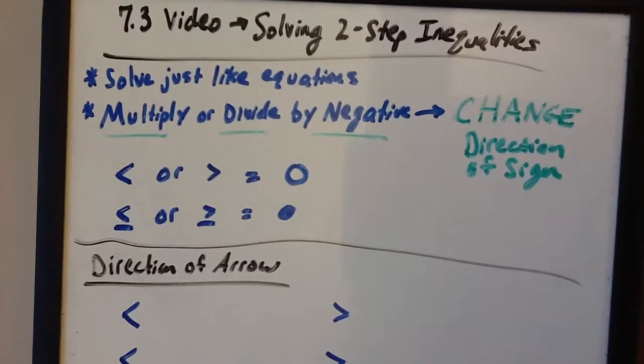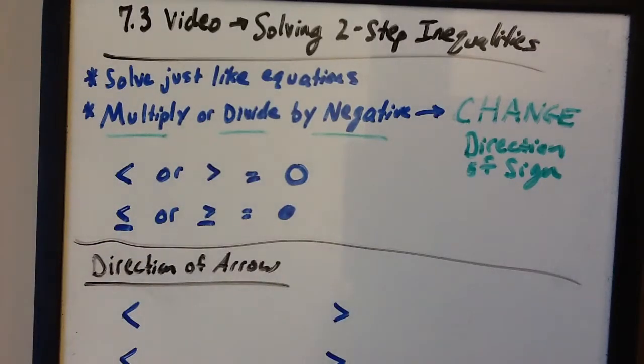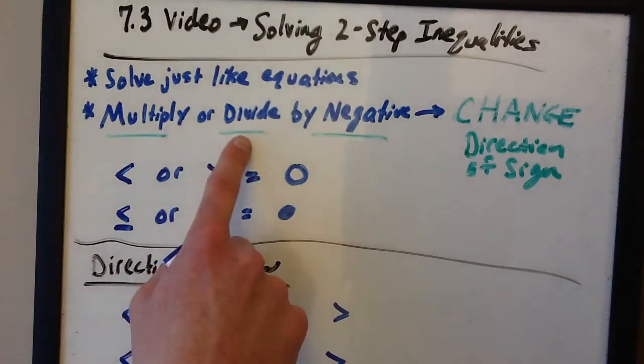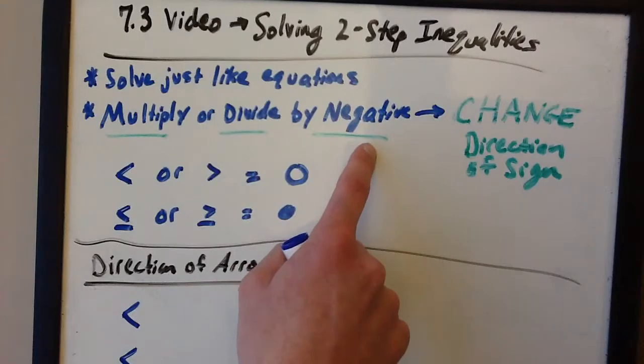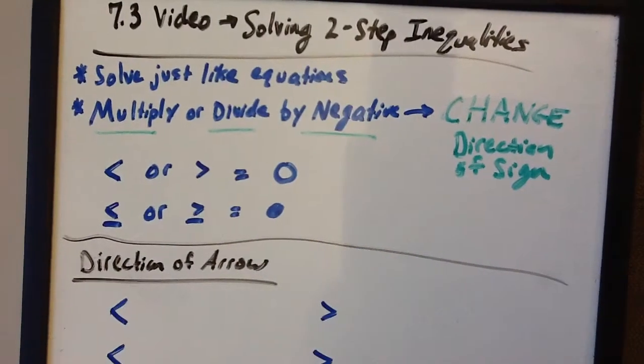7th grade, this is 7.3 video on solving two-step inequalities. Now remember, solving an inequality is just like solving an equation. You follow the same exact steps. You want to isolate the variable on one side and your numbers on the other. The only thing that is different about solving an inequality is when you multiply or divide by a negative, you must change the direction of the sign so that the inequality stays true.